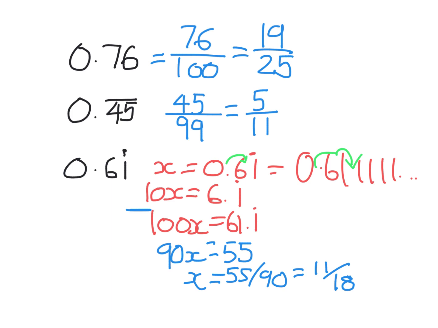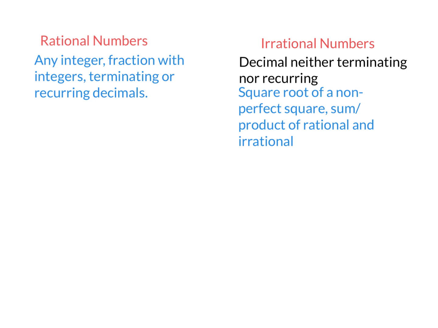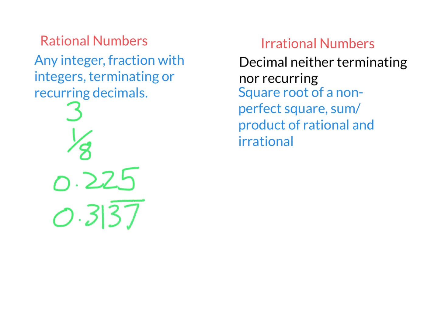All right, let's now look at the difference between rational and irrational numbers. So all of the numbers on the previous slides are rational. So any integer like 3, any fraction that has integers like 1 over 8, any terminating decimal like 0.225, any recurring decimal like 0.3137 recurring. All of these are rational numbers.